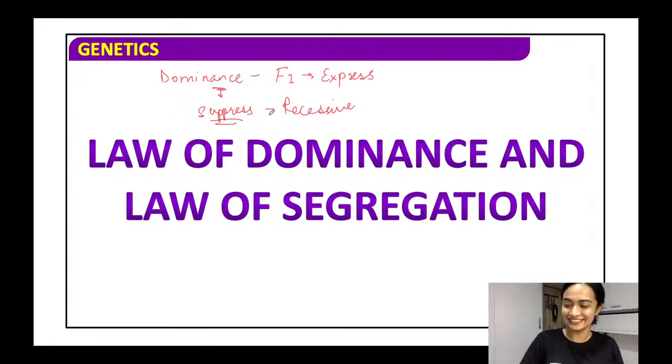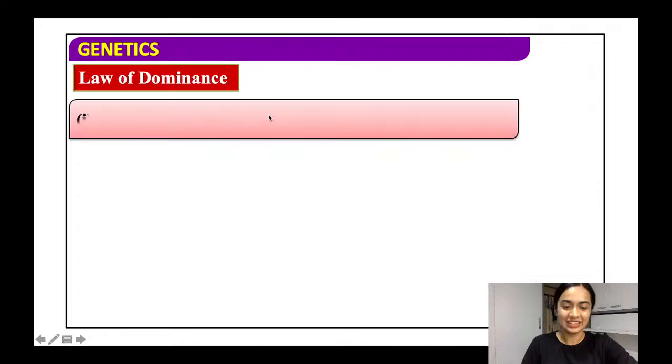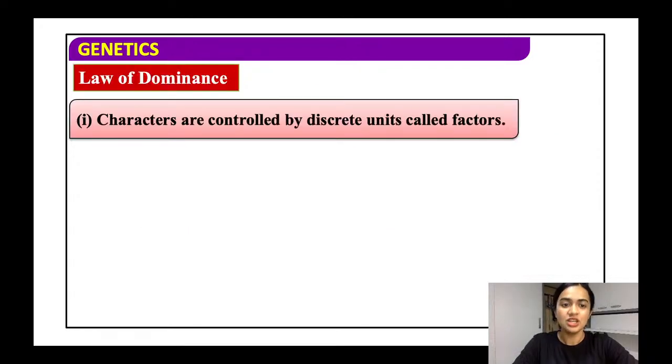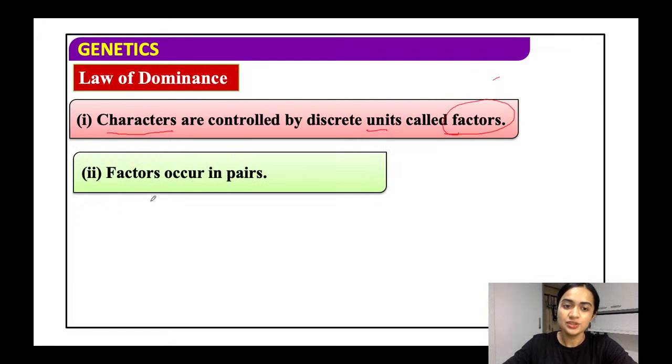So the first is the law of dominance. The law of dominance refers to the characters, that means the characters of the pea plant, like whether it is tall, whether it has a round pod shape, whether it has white or purple flowers, and these are controlled by discrete units called factors. Factors are the ones which were later known as the genes. So these factors always occur in pairs.